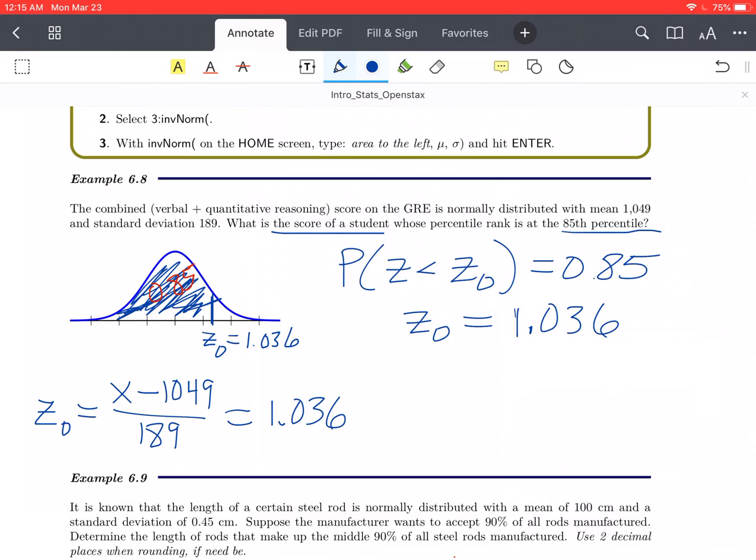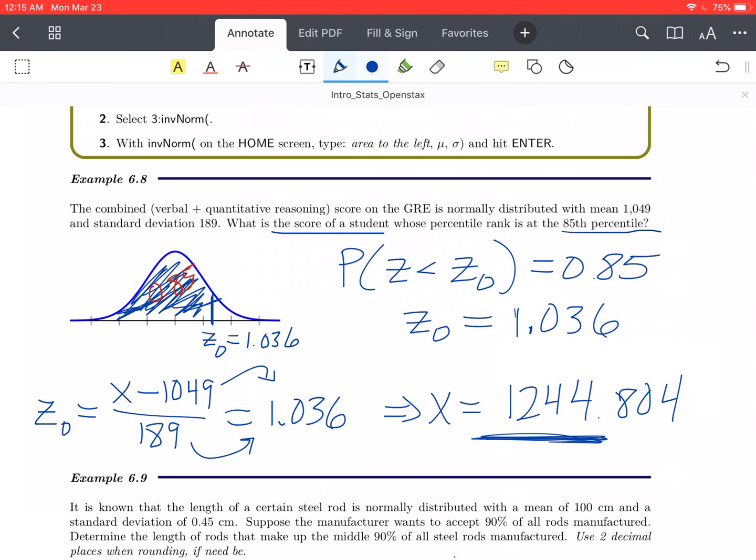So if we want to now solve for x, you just do some algebra on this: multiply the 189 across, and then add the 1,049 over. This is going to give you the student's score, which is 1244.804 technically, but really we're looking at 1244 approximately. So a student who scored 1244 on the GRE is in the 85th percentile, or scored better than 85% of everybody else who took that exam.